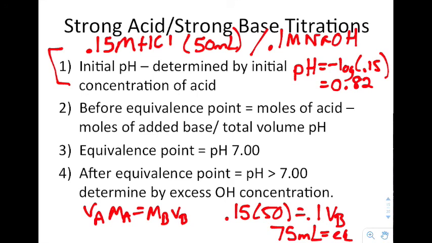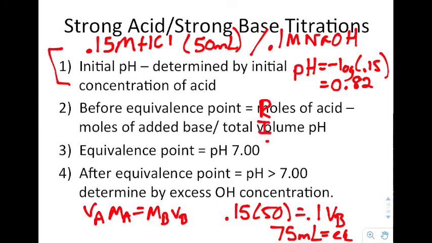Now, as I start to add base, I would expect the pH to increase. By how much? You have to figure this out before the equivalence point. You'd say, how many moles of acid minus how many moles of base, divided by the total volume. In other words, I'm going to have more moles of acid to begin with. The easiest way to keep track of this is with a RICE chart.